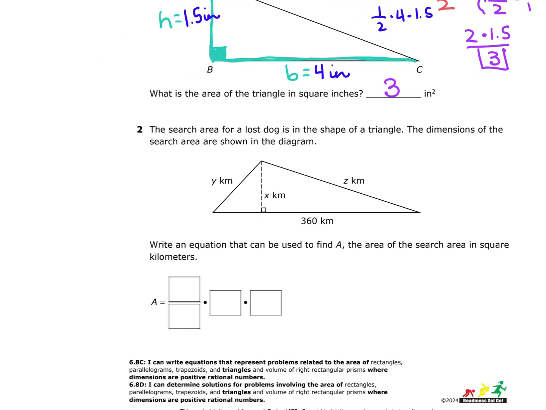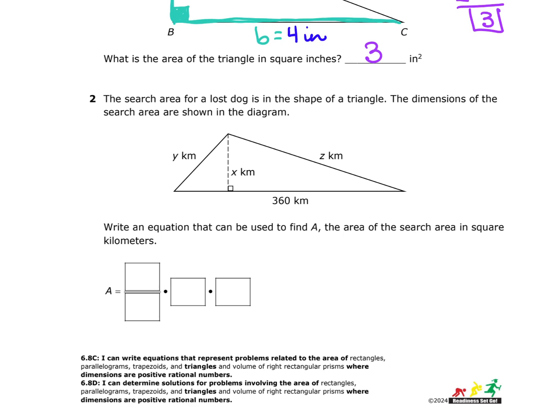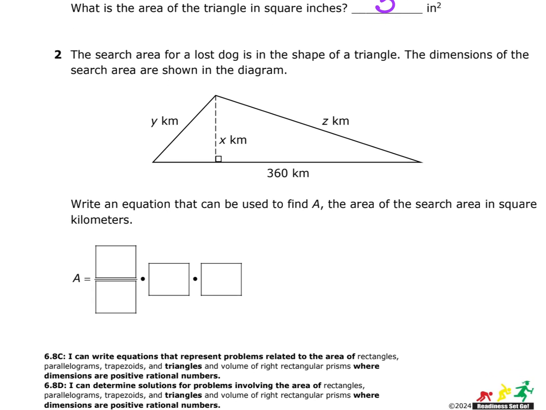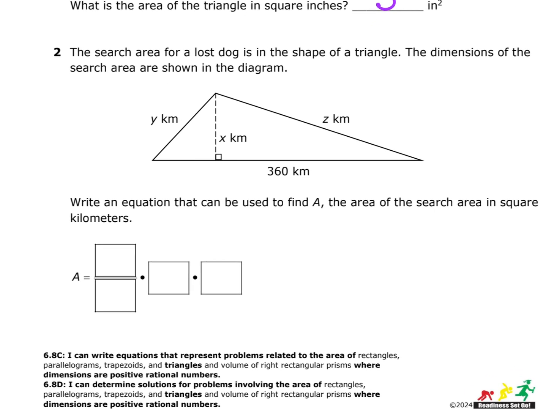All right, so let's look at number 2. Number 2 reads, the search area for a lost dog is the shape of a triangle. The dimensions of the search area are shown in the diagram. Okay, write an equation that can be used to find the area of the search area in square kilometers.